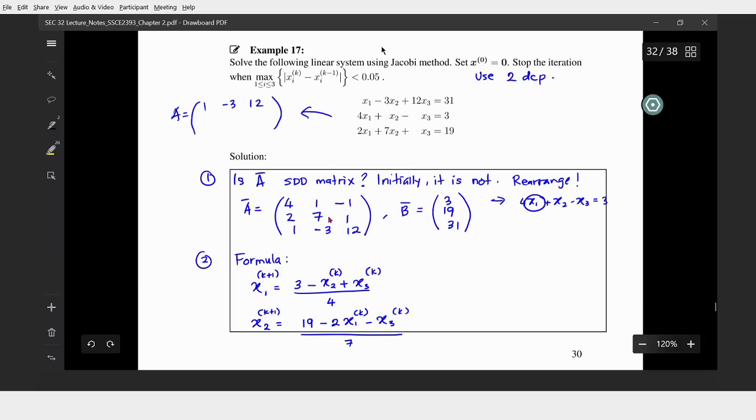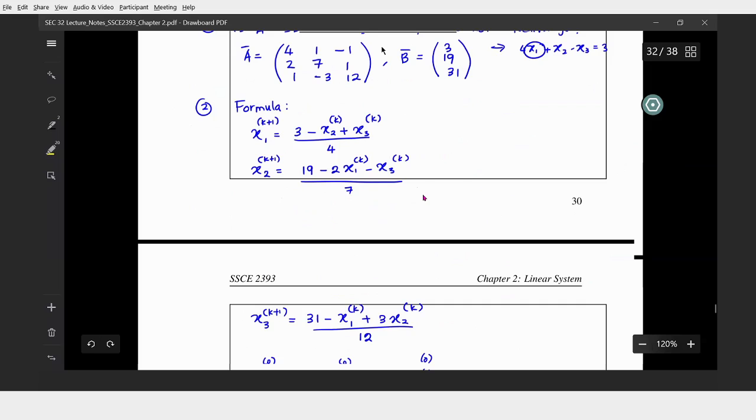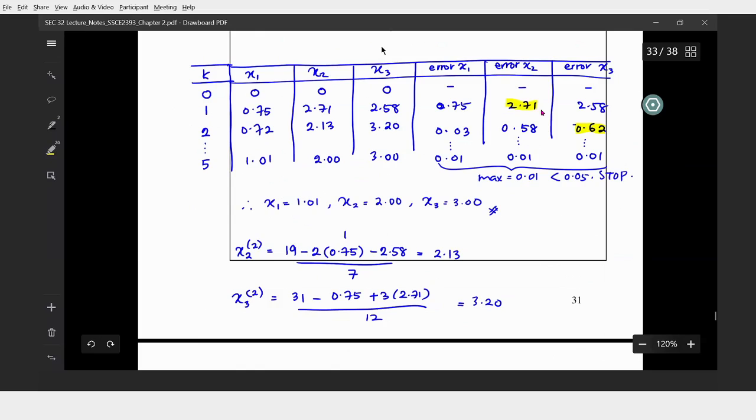If you do not swap the rows, then your x1 is going to be 31 plus 3x2 minus 12x3, which is a different formula. Then you will see in your table that you do not satisfy the condition, meaning your error is getting bigger and so on. Sometimes students forget to check for the SDD and proceed straight away with the formula, but then you will see it in your calculation and need to go back to check the SDD. Alright, understood?